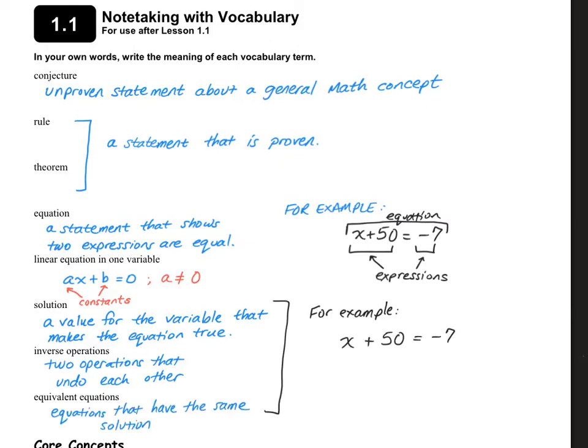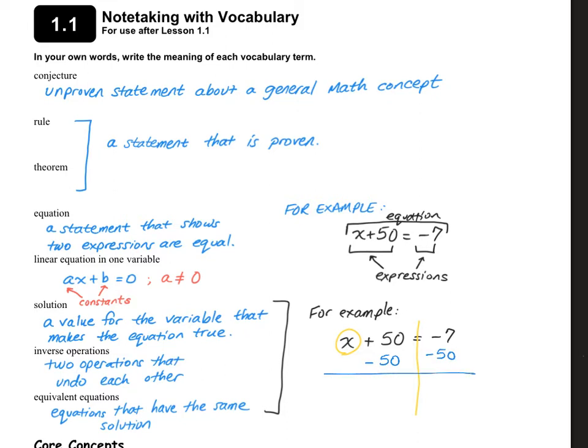For example, if I have this simple problem x plus 50 equals negative 7, this is an equation, and if I wanted to solve for the variable x, then I would draw my line here and I would have to undo this plus 50. I would need to do the inverse operation for that plus 50, and the inverse operation is to subtract 50. So if I do it on one side of the equal sign, I have to do it on the other side of the equal sign.